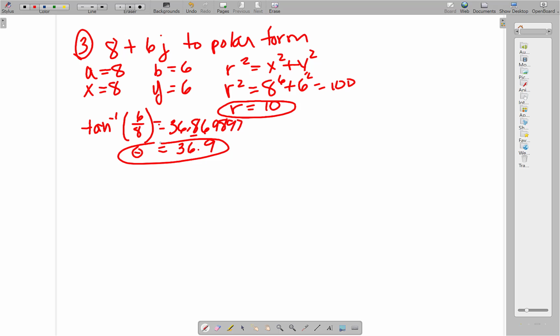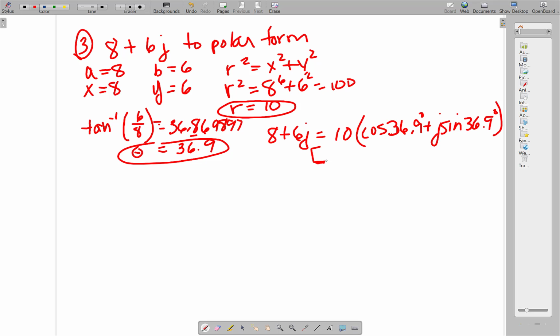The final step is to write 8 plus 6j as, list your r, 10. Then in parentheses you put cosine of whatever your angle is, 36.9 degrees plus j times the sine of 36.9 degrees. You'll see in some books they write that like this, 10 cis 36.9 degrees. That's so much easier than the long drawn out one, but your book uses the long drawn out form, so I will too. That's all you do. That is now in polar form.